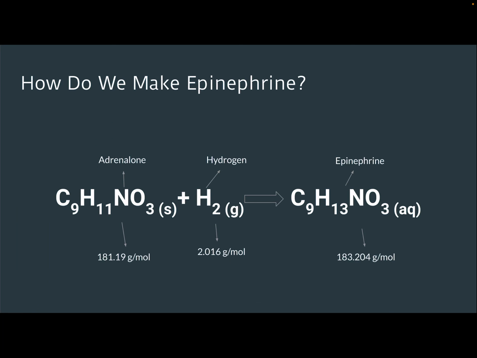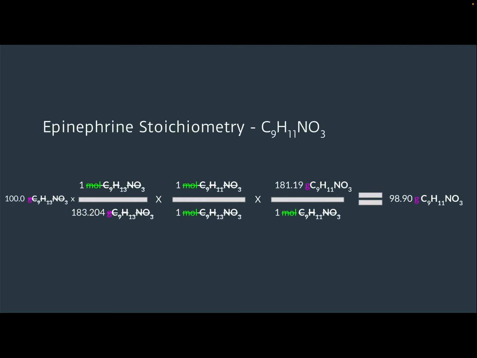So this is what the balanced chemical reaction looks like. You have adrenaline plus hydrogen, then forming epinephrine. We want to know how much adrenaline is needed for 100 grams of epinephrine. So here we use a gram to gram stoichiometry.